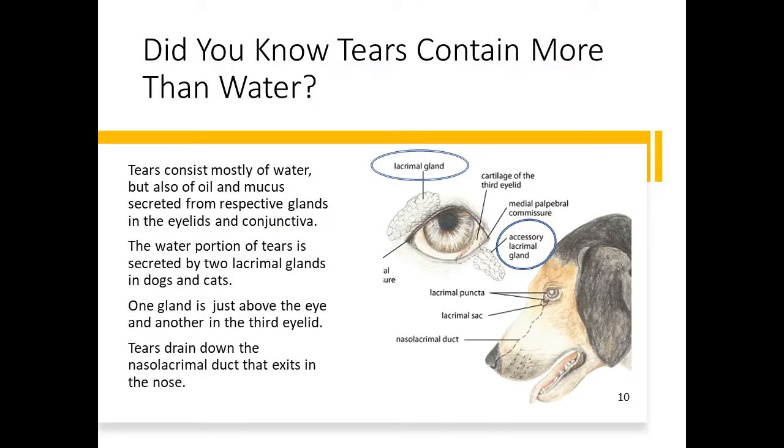Did you know that tears contain more than water? Tears consist mostly of water, but also of oil and mucus secreted from respective glands in the eyelids and conjunctiva. The water portion of tears is secreted by two lacrimal glands in dogs and cats. One gland is just above the eye and another in the third eyelid. Tears drain down the nasolacrimal duct that exits in the nose.